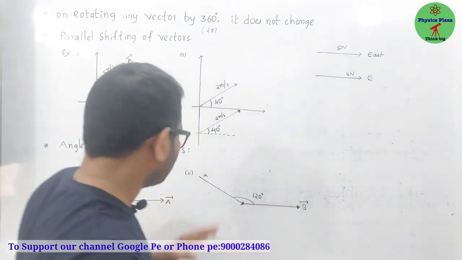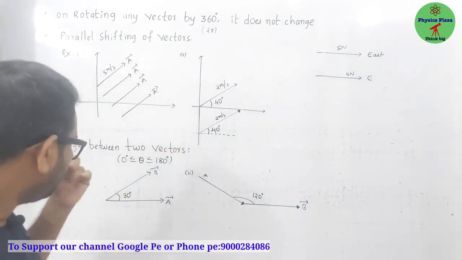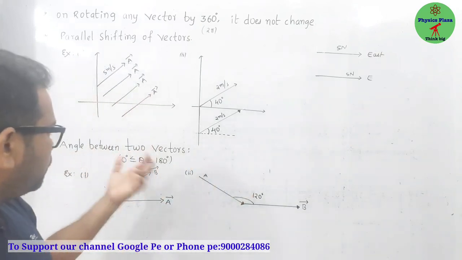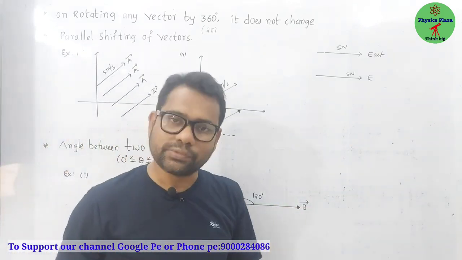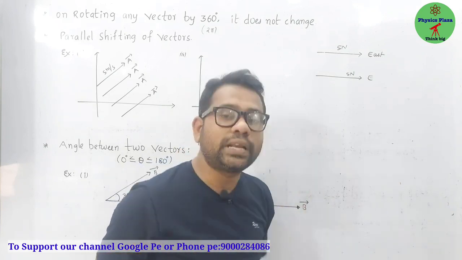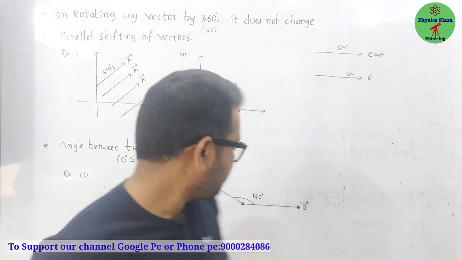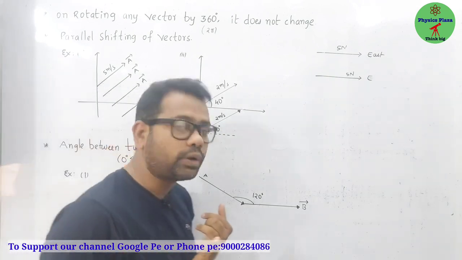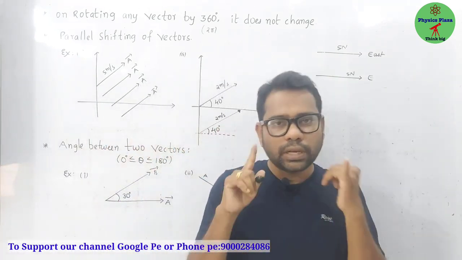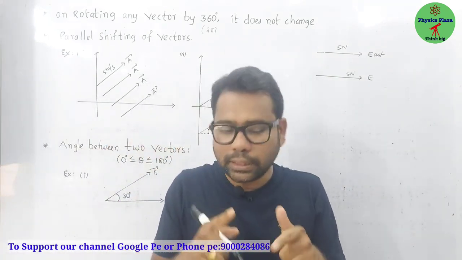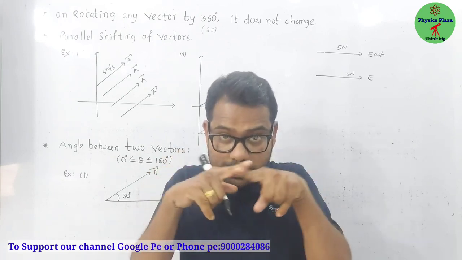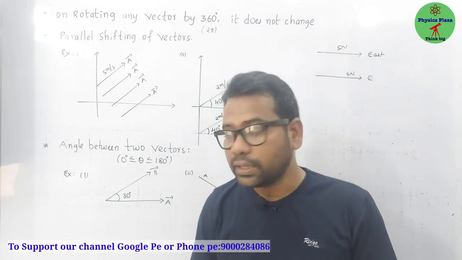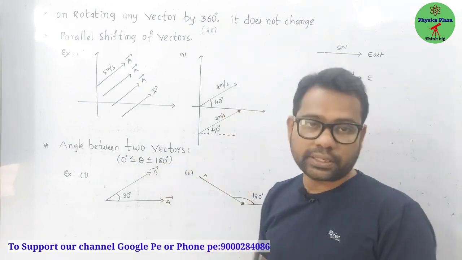Third one, very important. Mostly, as I told you, the direction concept is mixed with the angle between the two vectors, and questions can be asked. We will do 2 more numericals so that you get more clarity. So, angle between the two vectors. Children, there are 2 conditions. Whenever we are taking the angle, make sure that the two tails should be in contact. That is the first condition. And the second one, the angle should not exceed 180 degrees.